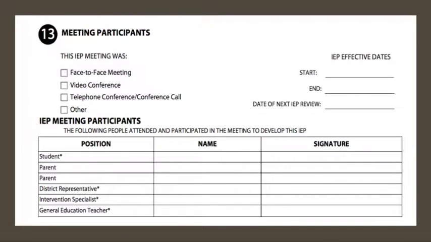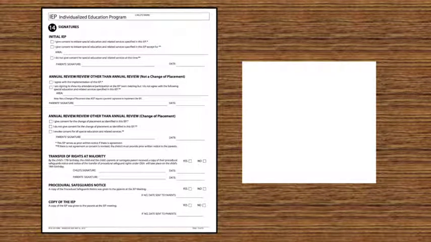And last but not least, Section 13 and 14 looks at how the meeting was held. Was it face-to-face, video conference? Was it a telephone call? Or did we organize it another way? Section 14 includes the signature page. Parents would then receive a copy of the IEP, as well as every other member of the IEP team should have a copy available to them if they're going to be providing services.